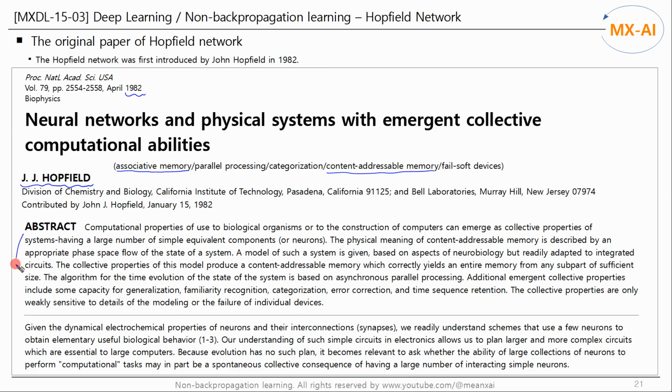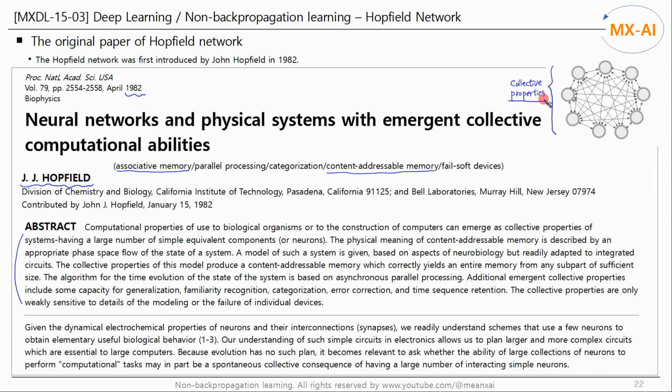Physicist Hopfield noted the following in his paper. Computational properties of use to biological organisms or to the construction of computers can emerge as collective properties of systems, having a large number of simple equivalent components or neurons. The physical meaning of content addressable memory is described by an appropriate phase space flow of the state of a system. The collective properties of this model produce a content addressable memory that can retrieve an entire memory from any partial memory.